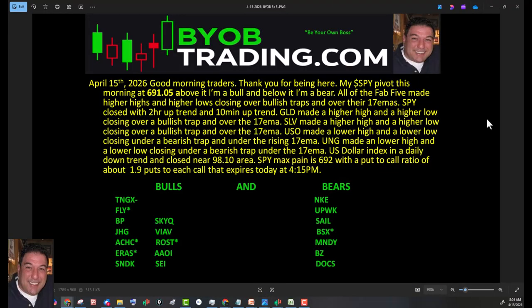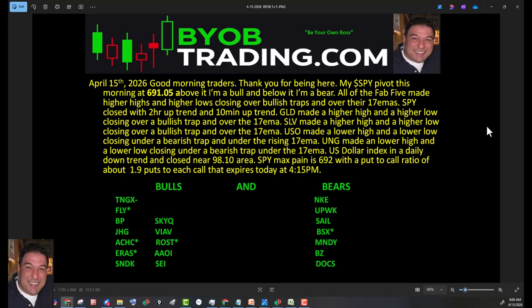All right, let's take a look at what happened in the market yesterday. My SPY pivot this morning, 691.05. Above it, I'm a bull. Below it, I'm a bear. All of the Fab 5 made higher highs, higher lows, closing over bullish traps and over their 17 EMAs. SPY closed with a 2-hour uptrend, 10-minute uptrend.